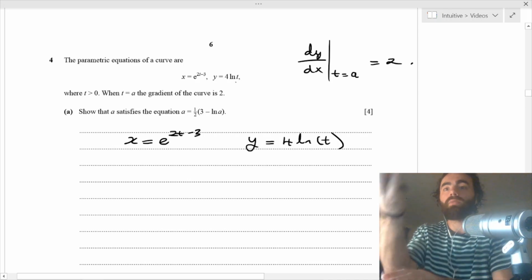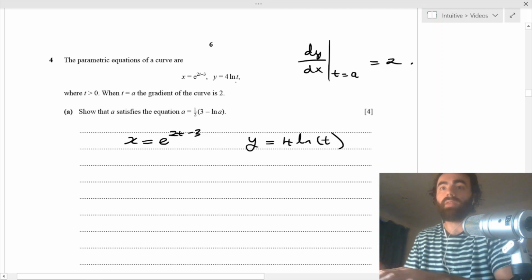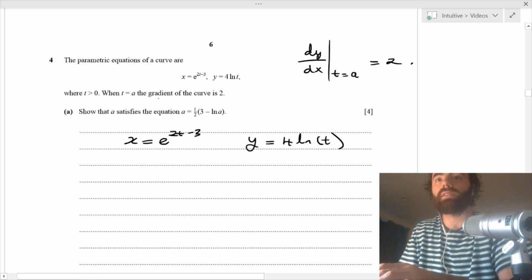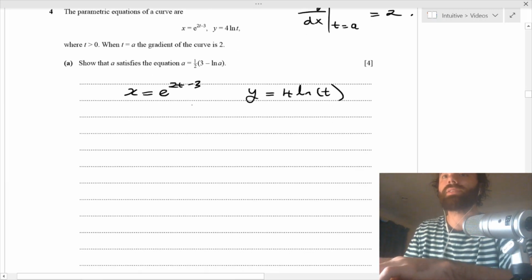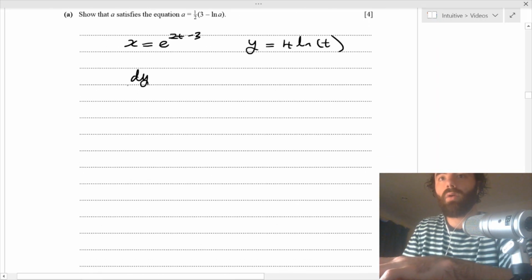And what they want is some equation relating a's. They've only given us one piece of information, and that is that the gradient of the curve at t equals a is equal to 2. Okay, so what is the gradient of the curve? Well, we need dy by dx. And what is that equal to?